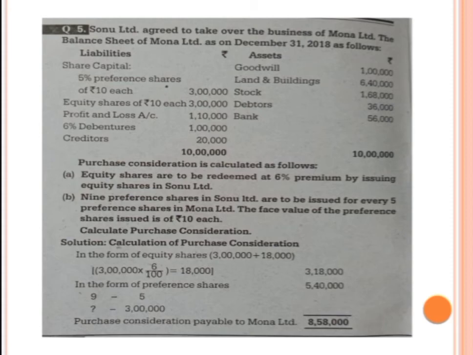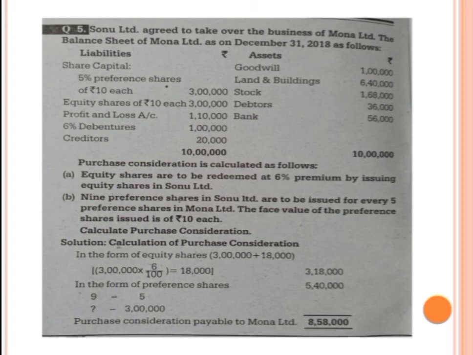Then it is given that purchase consideration is calculated as follows. First, equity shares are to be redeemed at 6% premium by issuing equity shares in Sonu Limited. And the second one, 9 preference shares in Sonu Limited are to be issued for every 5 preference shares in Mona Limited. The face value of preference shares issued is rupees 10 each. Calculate the purchase consideration.